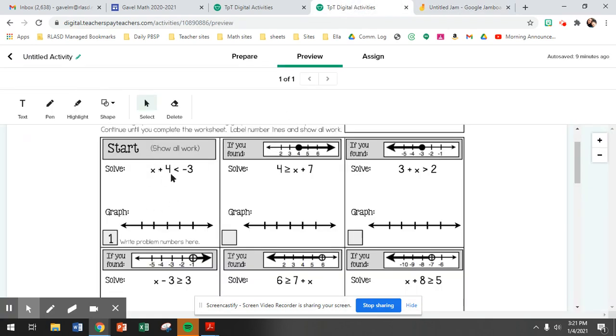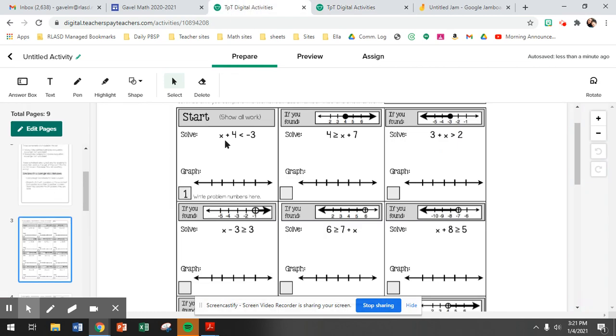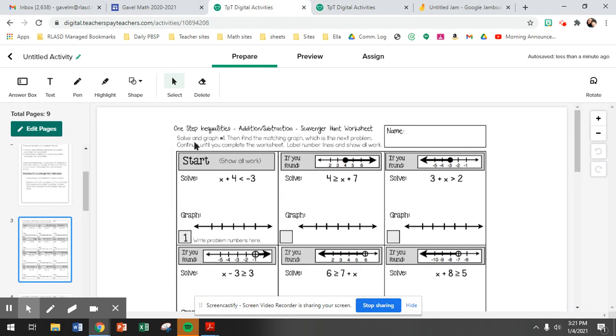So over here, we're going to do our scavenger hunt. I'm going to do this first one as an example. So you're going to start at number 1. And the directions were, it's up here: solve and graph number 1, then find the matching graph. So you're going to solve this problem and find the graph that matches it, which is the next problem. So you're not going in order. Let's say that we're going to solve this, we're going to graph it, and then we're going to find the graph that matches.